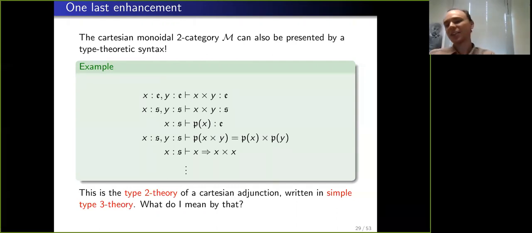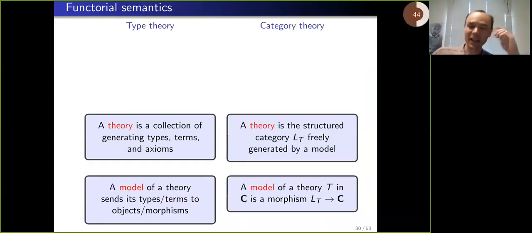This is a little bit tangential, but I find it helpful to think about. If you get a little bit lost by the 2 theories and 3 theories, that's okay. You can tune back in when we get to dependent type theory. So in category theory, and the correspondence between category and type theory, we have what's called functorial semantics.